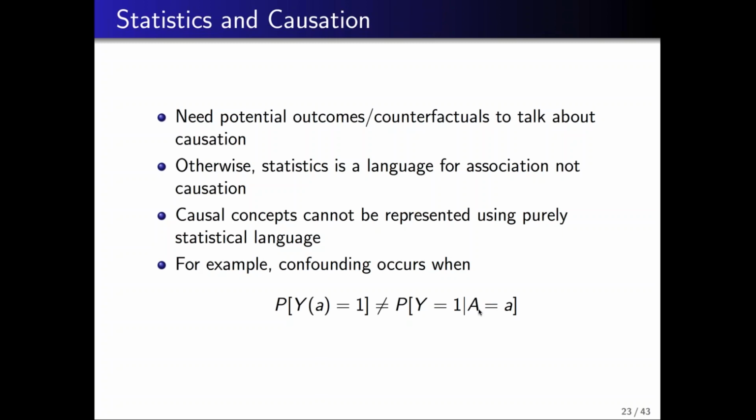For example, if you look at a formal definition of confounding, you really need to introduce the notion of potential outcomes. Confounding occurs when the proportion of people who die, had everyone been treated with treatment little a, is not equal to the proportion of people who die among those who were observed to take treatment little a. So in order for us to talk about causation, we needed to introduce this other notion of the potential outcome to actually have a formal definition of confounding.